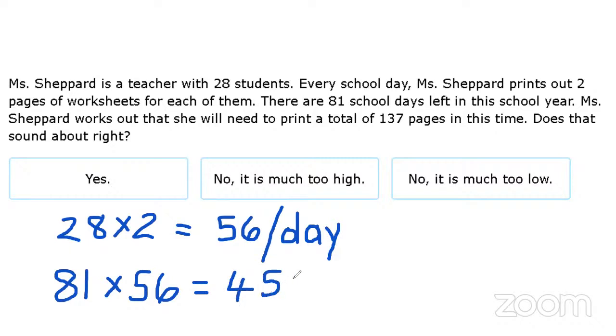Now, if the actual number that she'll need is 4,536 pages, and she believes she'll need 137, yeah, it is really very much too low. So our correct answer is definitely the third option, C, as we can put it. No, it does not sound about right, because whatever she decided, 137, it is much too low. Very well. Very good, guys. All right. So now let's go to our next question.